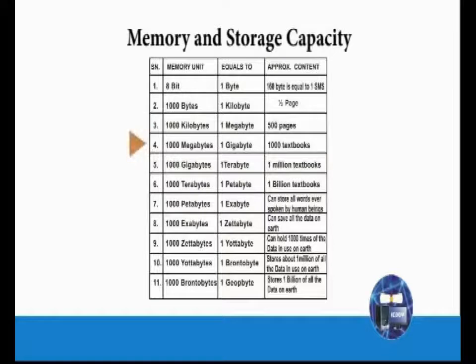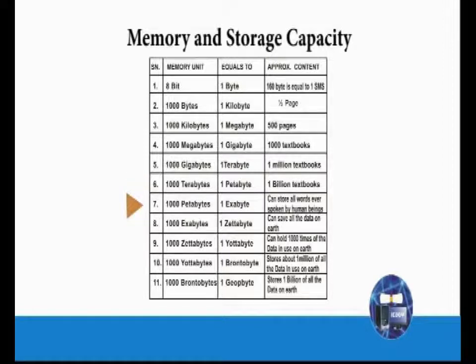1000 megabyte is equal to 1 gigabyte and can save as much as 1000 moderate-sized textbooks or feature-length film. 1000 gigabyte is equal to 1 terabyte and can approximately store up to 1 million textbooks. 1000 terabyte is equal to 1 petabyte and can save 1 billion textbooks or half of USA academic research libraries.